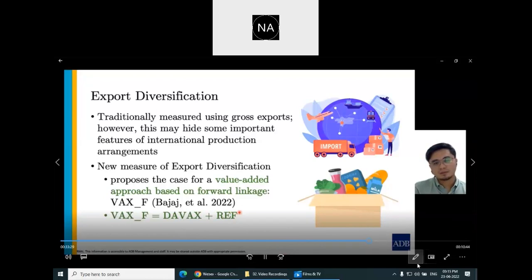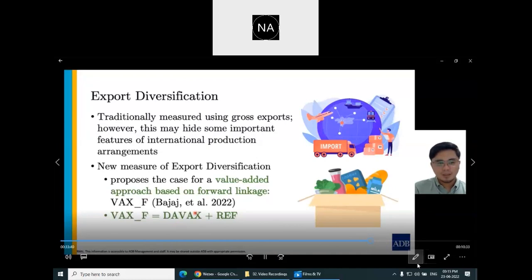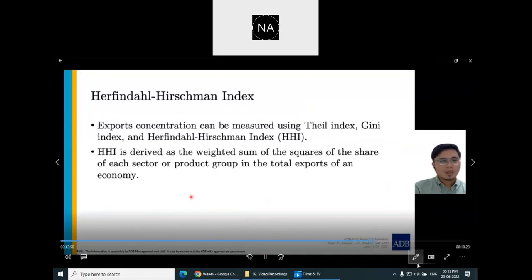Okay, this should be DAVAX plus REX instead of reflection. Again, this should be corrected. VAX-F is equal to DAVAX plus REX, not REF. Okay?